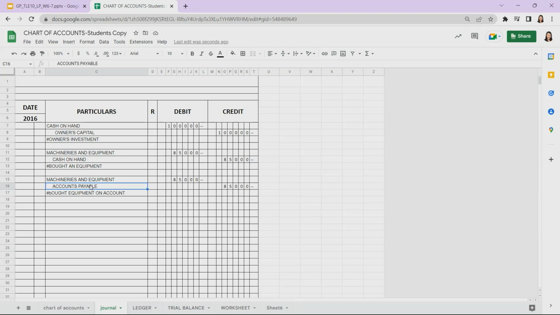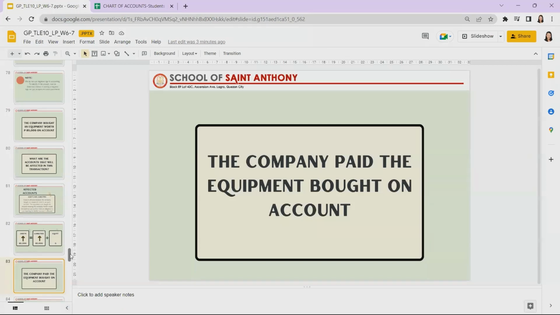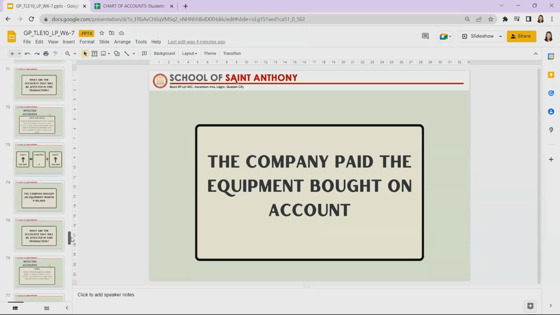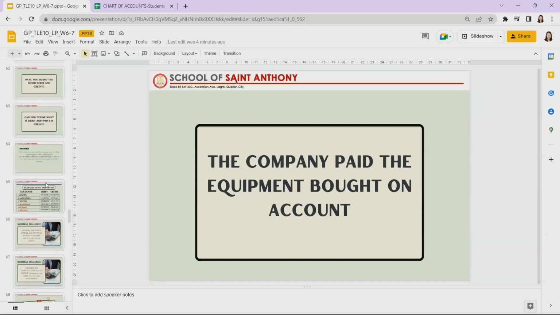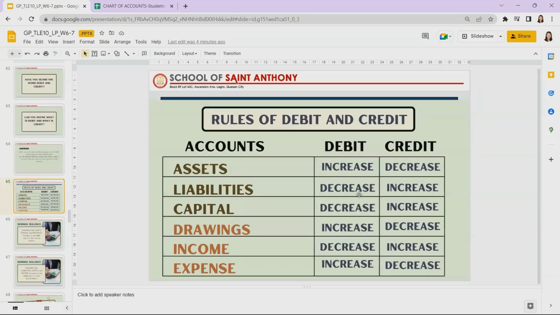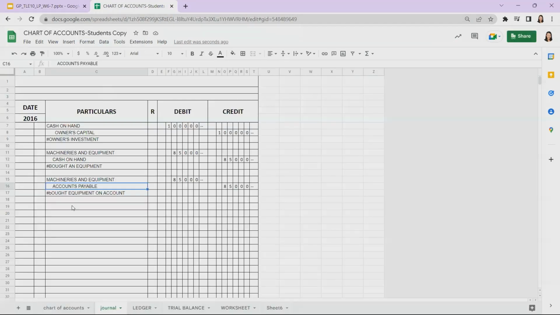So, pag nagbayad tayo ng liability, what will happen to our liability? Will it increase or decrease? It will decrease. Now, according to the rules of debit and credit, whenever our liability decreases, where should we put the liability? Should we put it on the debit side or on the credit side? We have to put it on the debit side. So, lagay natin sa debit yung utang natin, which is the accounts payable. How much is our utang? Our utang is 85,000.